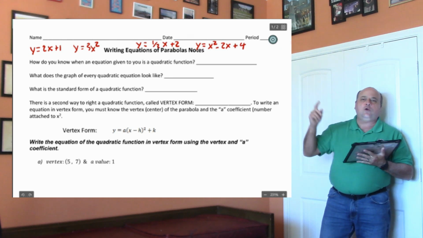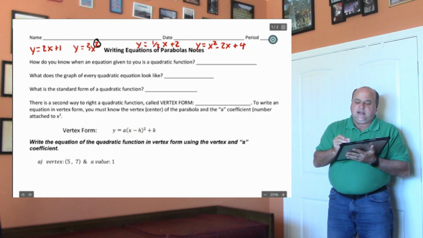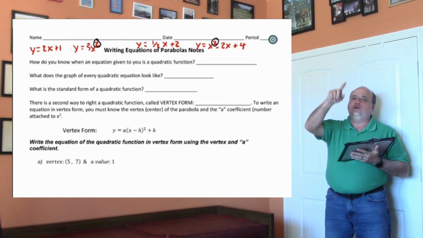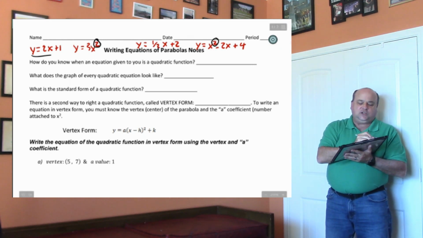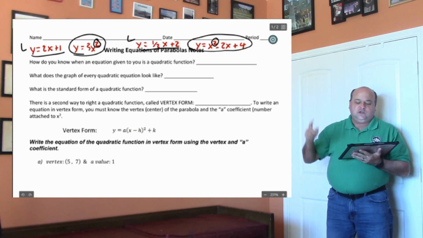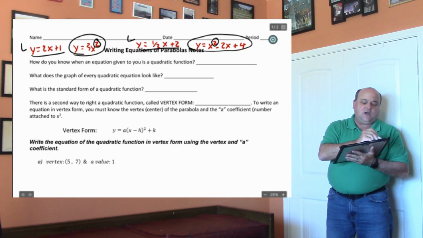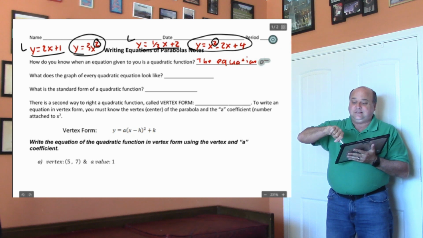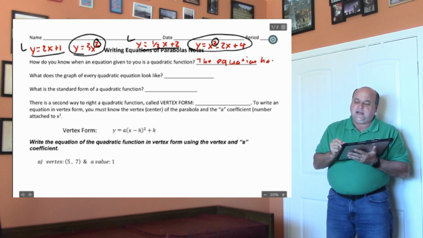The quadratic equations are the ones with an exponent of 2, right? That exponent of 2 makes your linear function curved. This one and this one would be linear, wouldn't they? These would be quadratic, okay? So how do you know when you have a quadratic function? The equation has a largest exponent of 2.